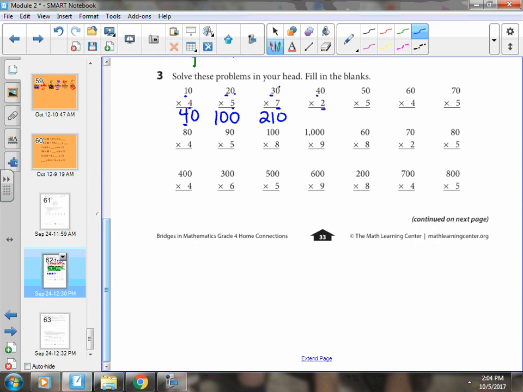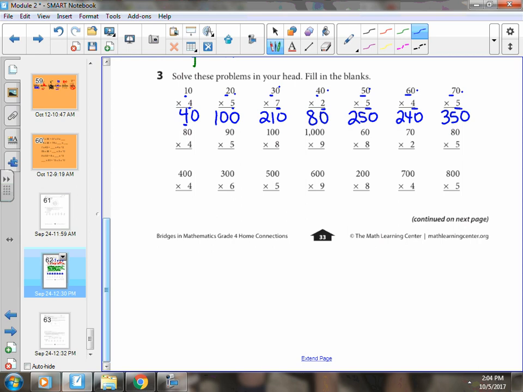4 times 2 is 8. 1 0 in the problem, 1 0 in the answer. 5 times 5 is 25. 1 0 in the problem, 1 0 in the answer. 6 times 4 is 24. 1 0 on the top, 1 0 on the bottom. 7 times 5 is 35. 1 0 on the top, 1 0 on the bottom.